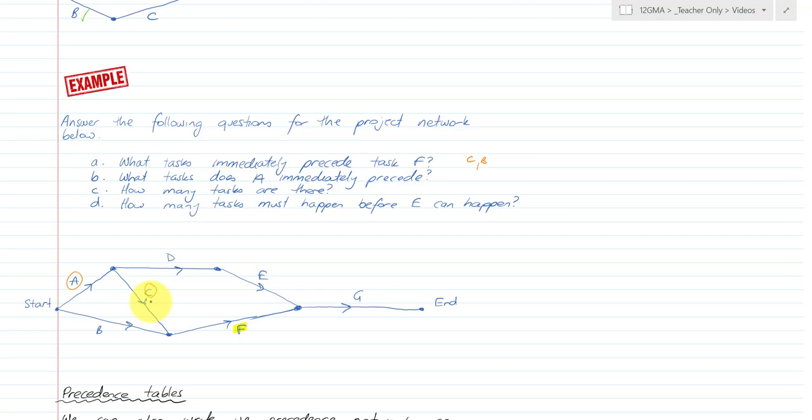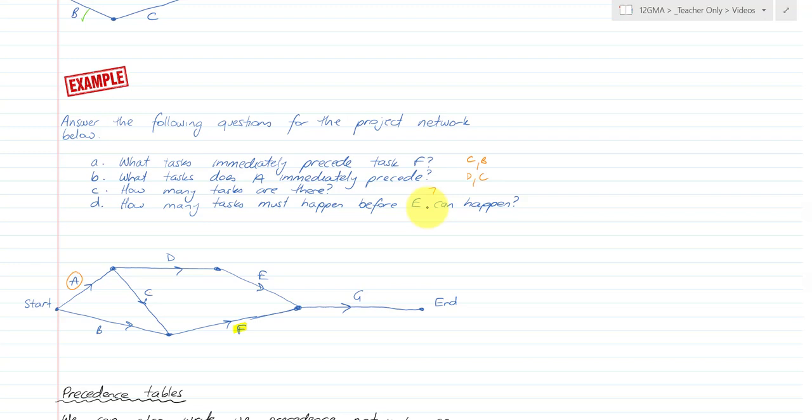What task does A immediately precede? A immediately precedes D and C. I can see that there. How many tasks are there? Well, A, B, C, D, E, F, G. There are 7 tasks.